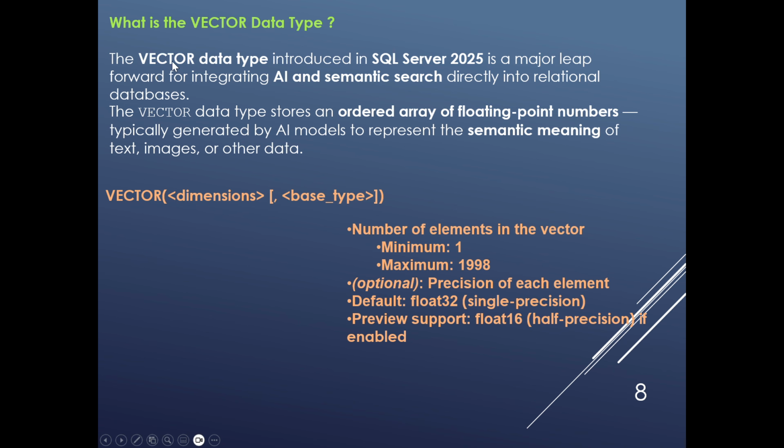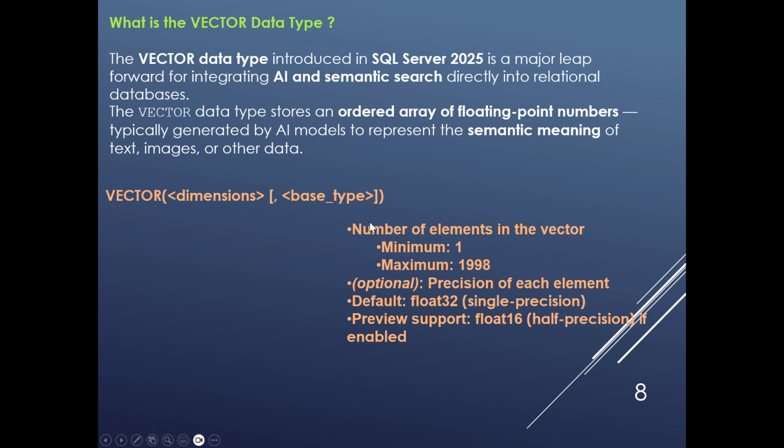The vector data type introduced in SQL Server 2025 is a major leap forward for integrating AI and semantic search directly into relational databases. The vector data type stores an ordered array of floating point numbers, typically generated by AI models, to represent the semantic meaning of text, images, or data. It's not only about the data, it's everything. It can match text, images, and other data like report files.